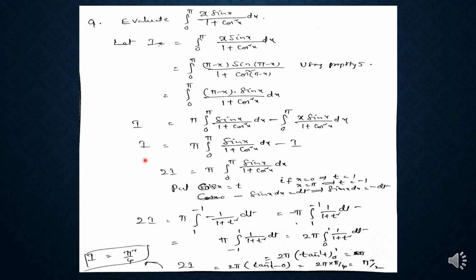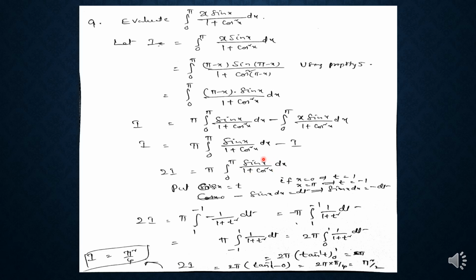That is, I is equal to pi into integral 0 to pi sin x by 1 plus cos square x dx minus, see this integral, this is the given problem, which is taken as I. So that is minus I. Now by writing this minus I on the left hand side, that becomes I plus I, which is 2I. 2I is equal to pi into integral 0 to pi sin x by 1 plus cos square x dx.